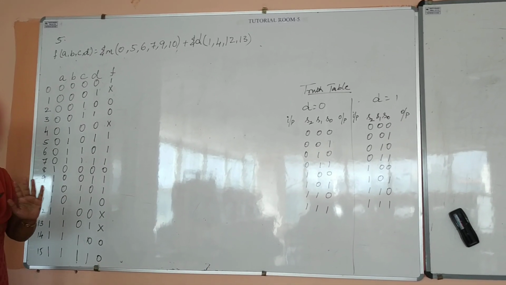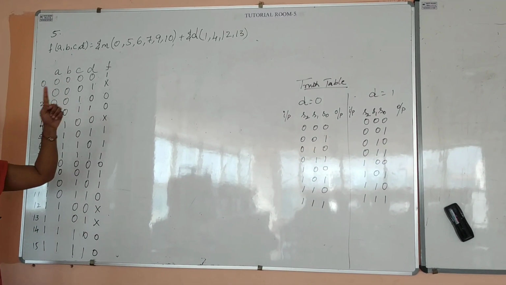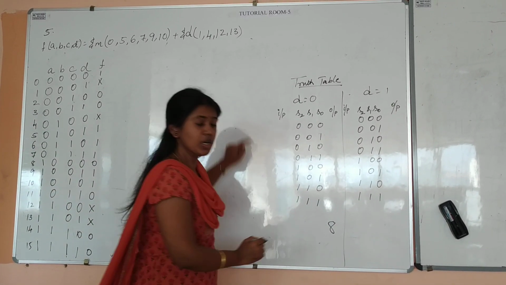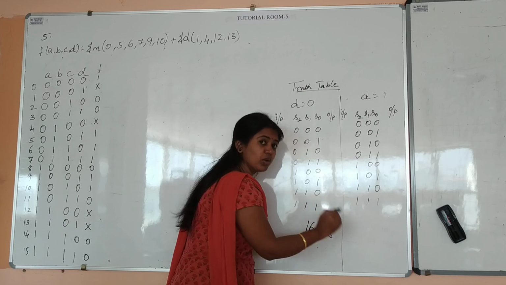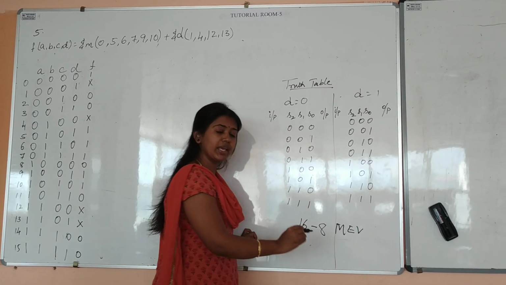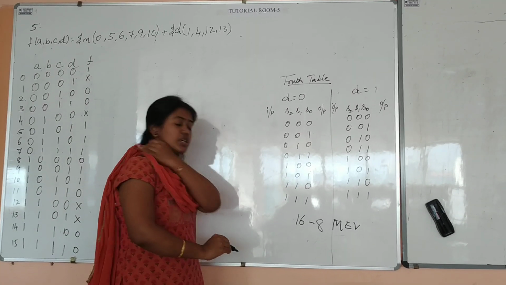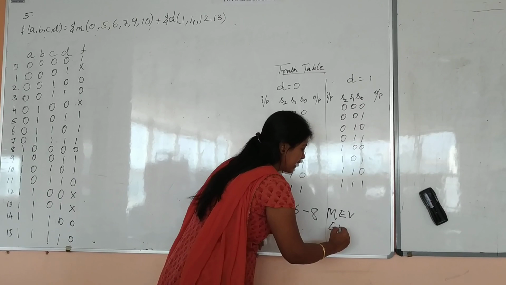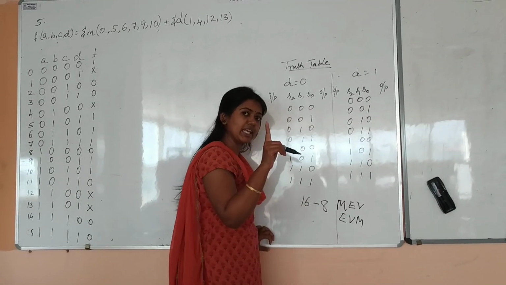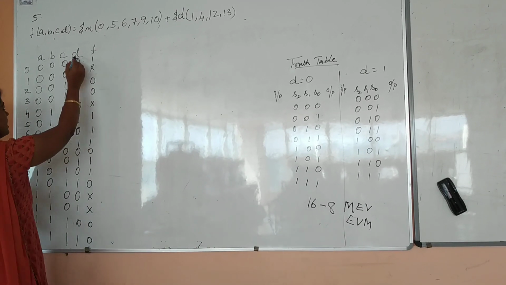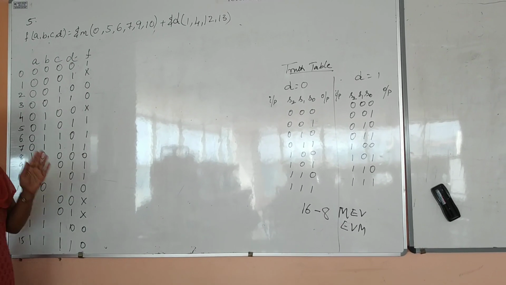So what are you going to do? Given a 4 variable expression, you will reduce it to 8. Here we will have 16 values. To reduce from 16 to 8, we are using a technique called MEV. We are not doing it how we did in theory. Here it is the map entered variable method, also called EVM. One variable we are going to choose as the MEV, and that variable is D.